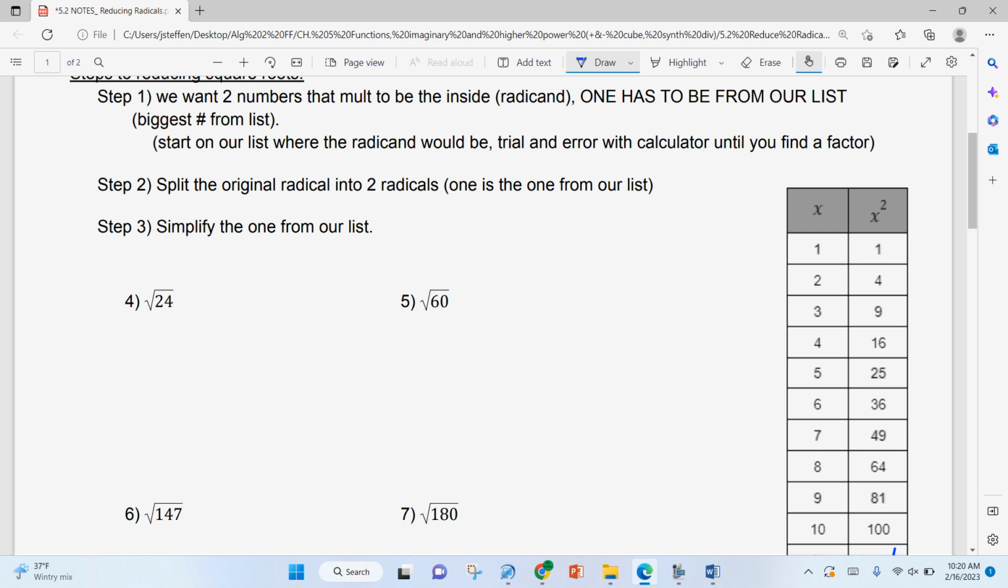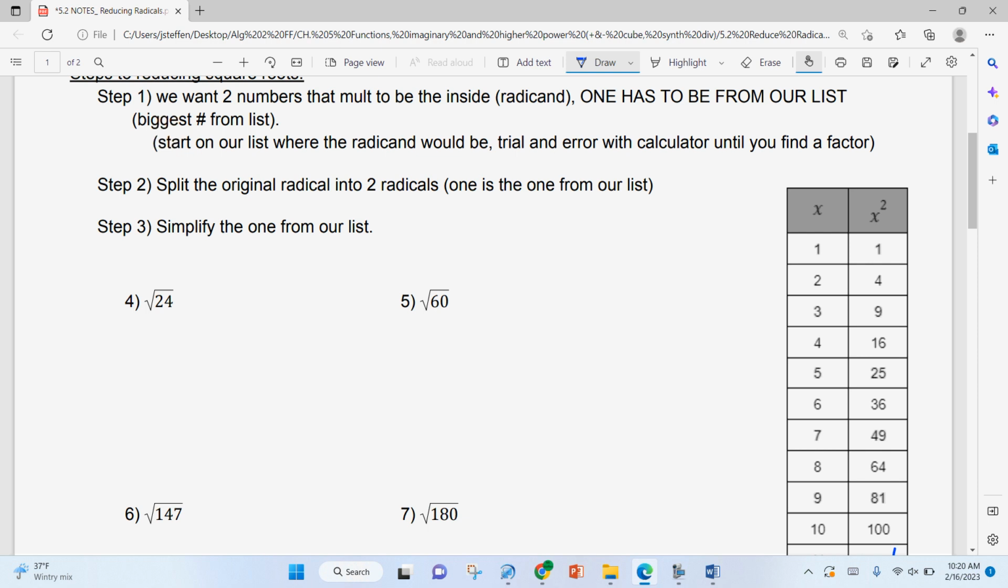So these are the 3 steps to solving this, and I might reword this a little bit for next year. The whole idea is that we want 2 numbers that multiply. If we have the square root of 24, that 24 is the inside number. It's called the radical. You will not need to know that because it's worthless information.